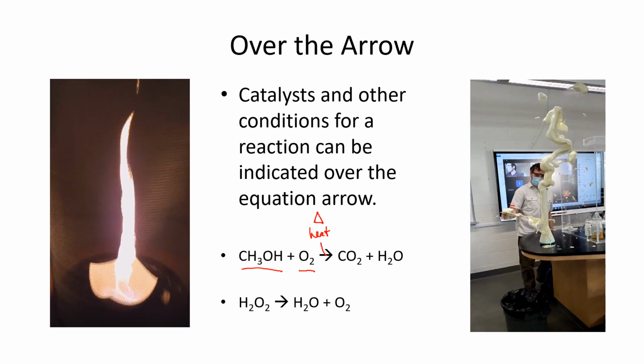Sometimes it's a chemical that's needed to get the reaction to go. So for the elephant toothpaste one there, that's just hydrogen peroxide, but to get it to break down fast enough to see the reaction, you have to add a catalyst in. The common one that we use is potassium iodide, so you can put that over the arrow as a condition for the reaction. It's not a reactant or a product, but it does help the reaction to go, so that's why it goes over top of the arrow, not in the reaction.